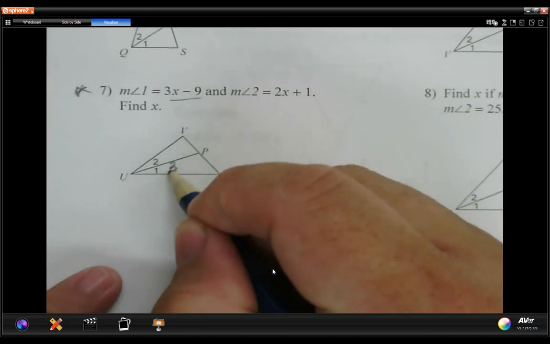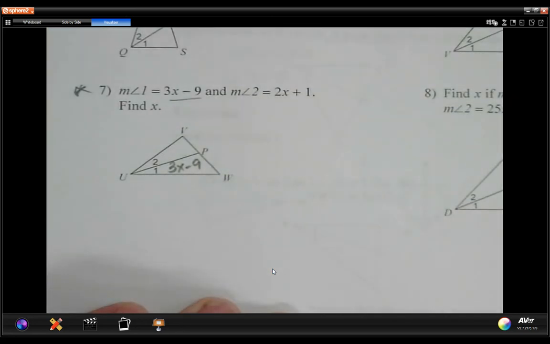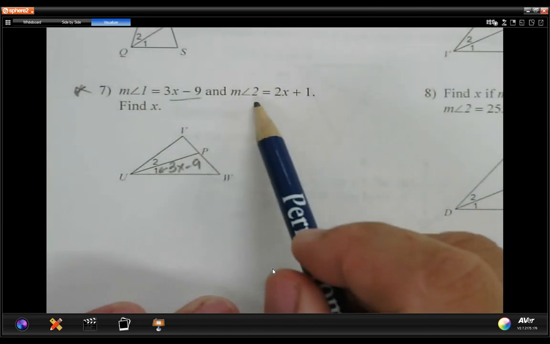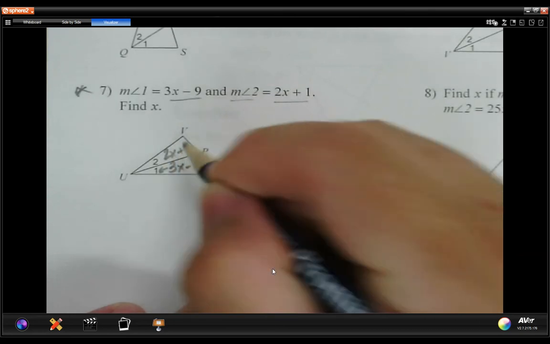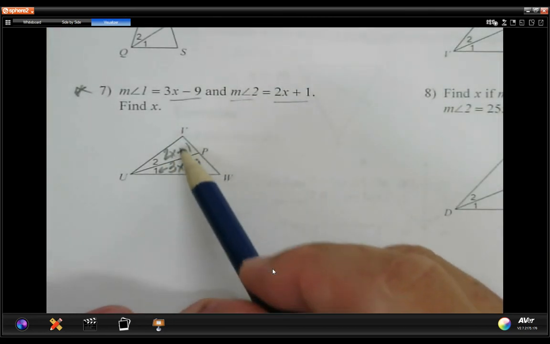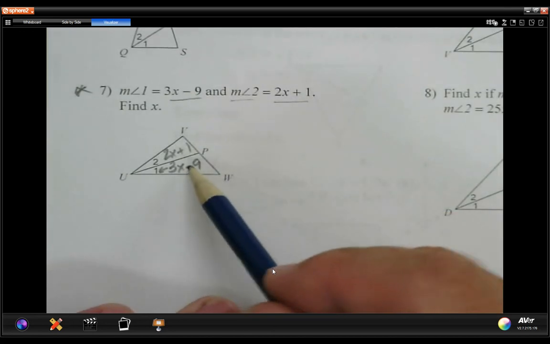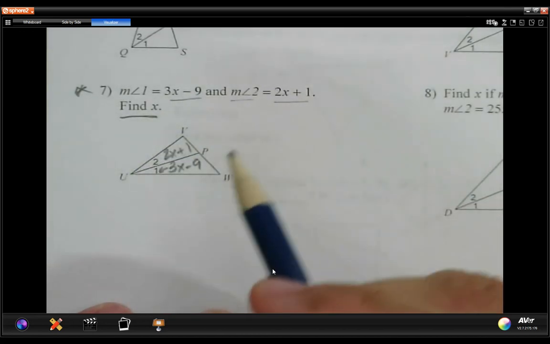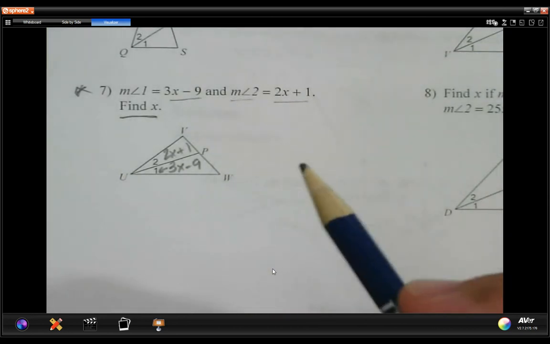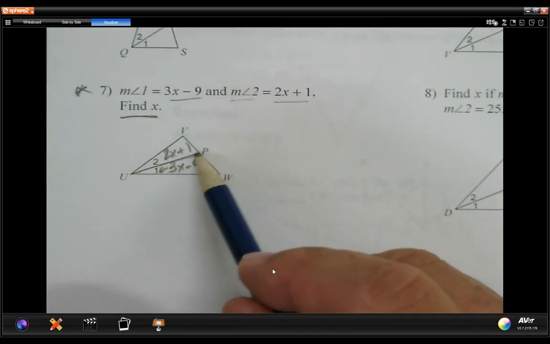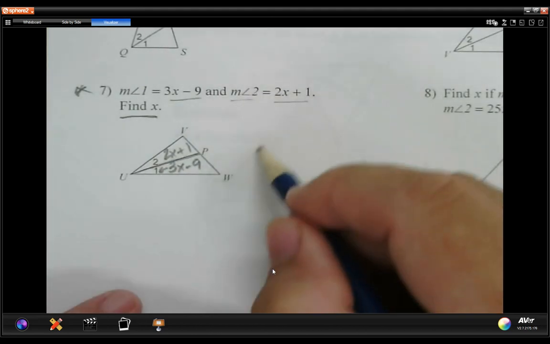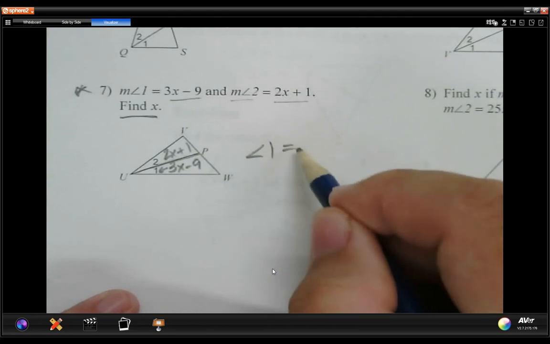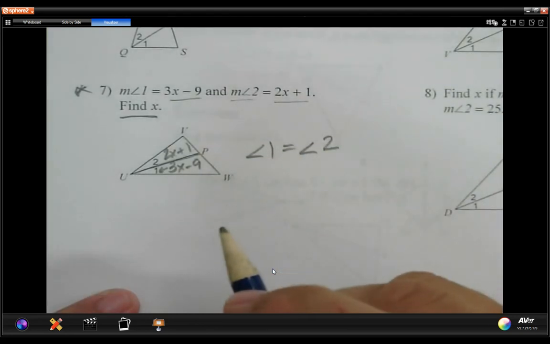So what I'm going to do here is I'm actually going to put 3x minus 9 in there. That way I know that that angle right there is 3x minus 9. Now it also tells me that the measure of angle 2 is 2x plus 1. So I'm going to go ahead and write that here, 2x plus 1. So now I know that these two angles are these values, right? But it's asking me to find x. Well, how in the world am I going to find x? Well, again, if this is truly an angle bisector, which is what my instructions tell me, then I know that angle 1, I'm going to write this as a matter of fact, angle 1 has to equal angle 2 if it is a bisector, right?